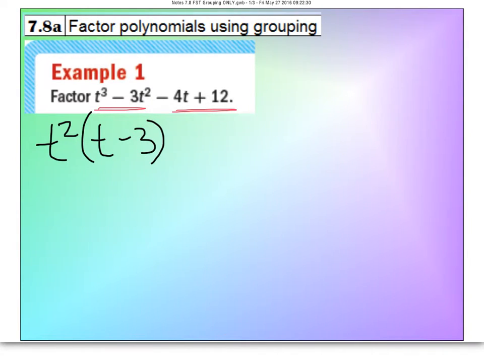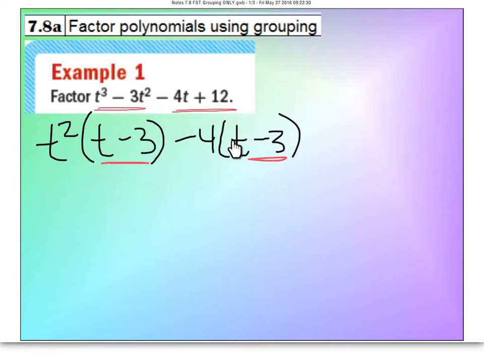Well, we can. We can pull a negative 4 out of here and a negative 4 out of here. If we pull a negative 4 out, we're left with t. If we pull a negative 4 out of here, 12 divided by negative 4 is minus 3. So we were actually successful in factoring by grouping. T minus 3 is the common group. It's the common group in this term and this term.